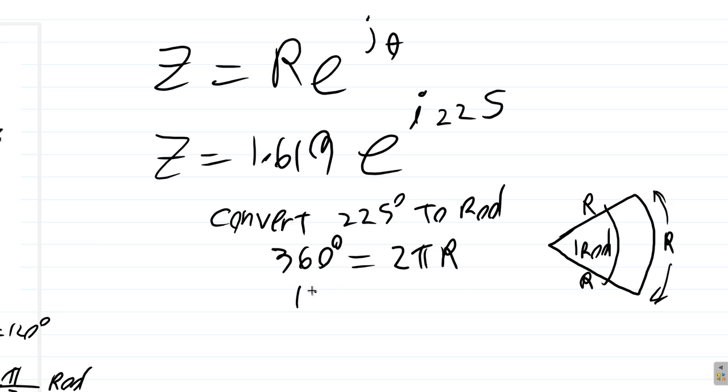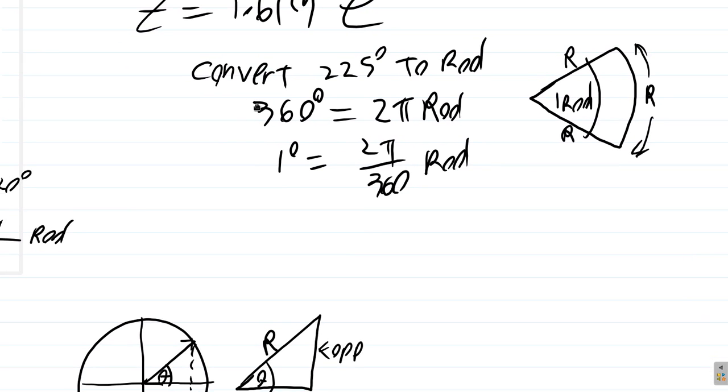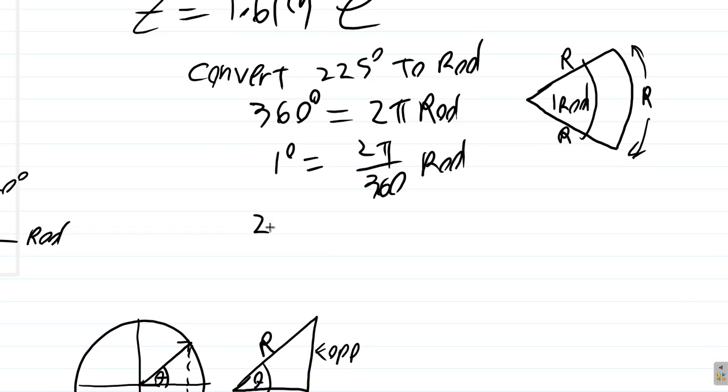Divide both sides by 2, 180 degrees. Or we don't have to do that yet. If we want 225 degrees in radians, turn this into 1 degree by dividing both sides by 360. So 1 degree is 2 pi over 360 radians. Then we turn the 1 into 225, multiplying both sides, so 225 degrees is equal to 2 pi over 360 times 225 radians. So there you have that.